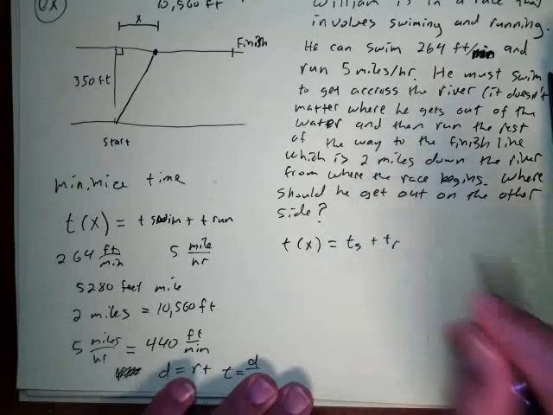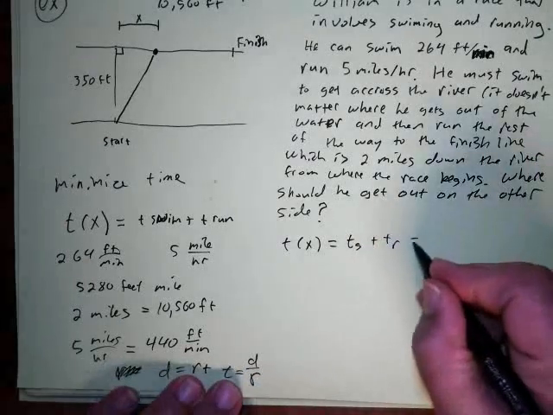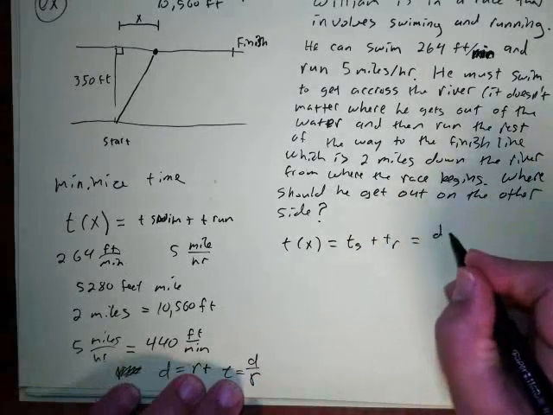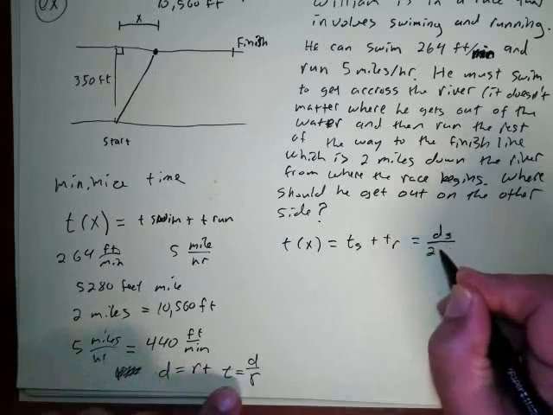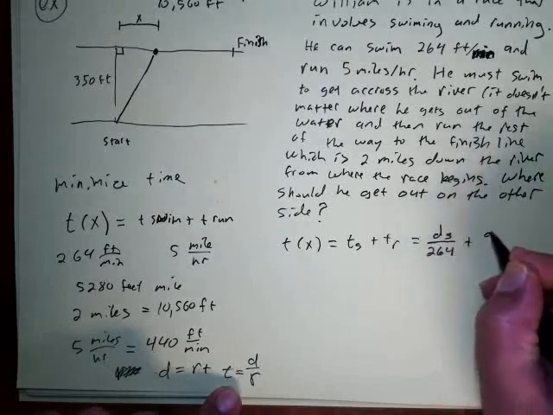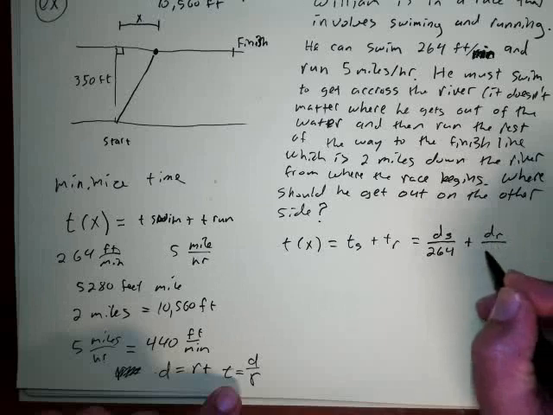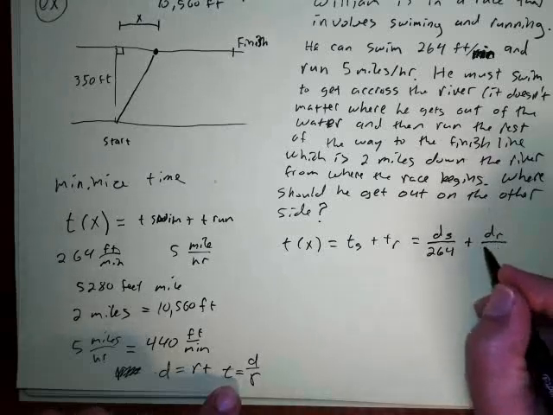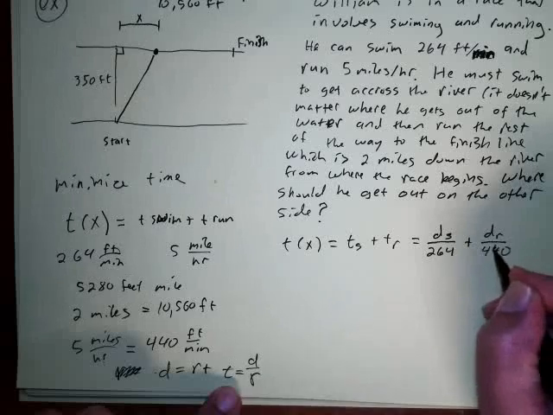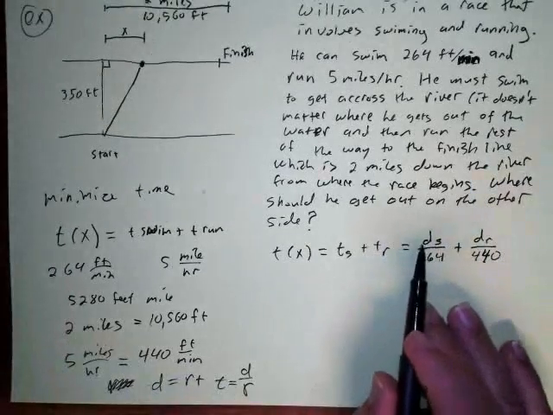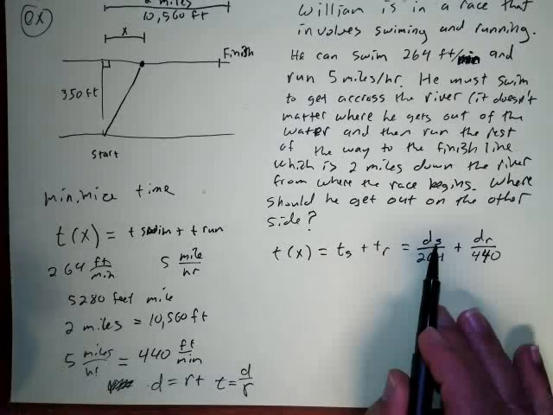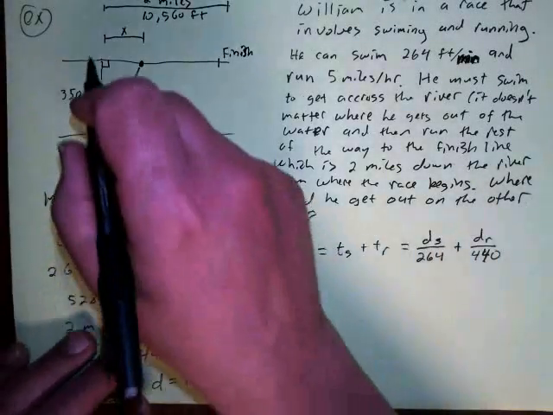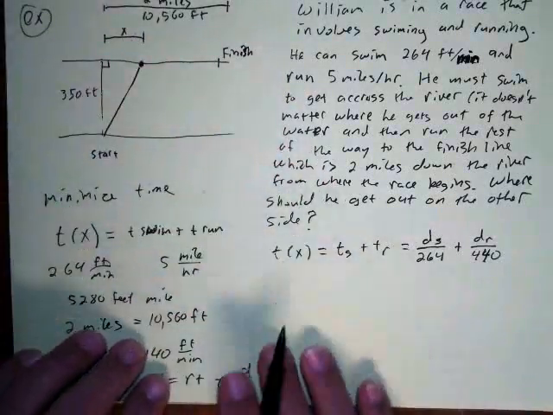So this thing, I'll say time swimming plus time running. And then the time here is just going to be the distance that you swim, so the time is the distance over the rate, divided by 264, plus the distance that you run, divided by 440. And so what I need now is an expression for the distance that I swim and the distance that I run. Okay, and that's going to depend on x, right? Because I want this as a function of x.